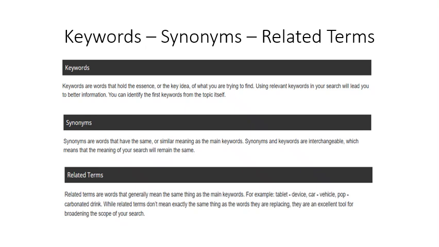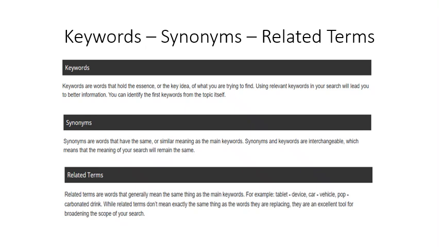There are a few terms that we like to use when it comes to what we identify as search terms. So sometimes we use keywords or synonyms, or sometimes you might hear related terms. And these actually are similar, but they're actually 3 different things. So keywords would be words that are the main idea of what you're trying to find. So you want to use relevant keywords in your search to get to the most accurate, best information for what you're trying to do.